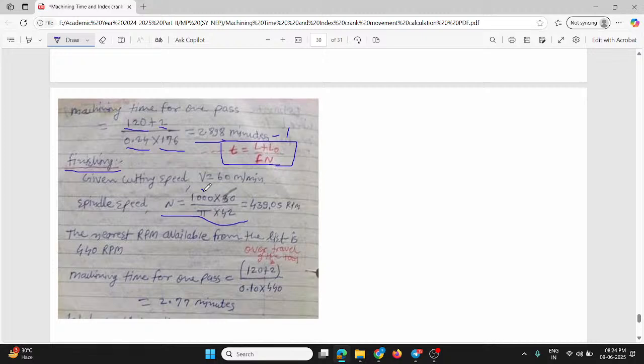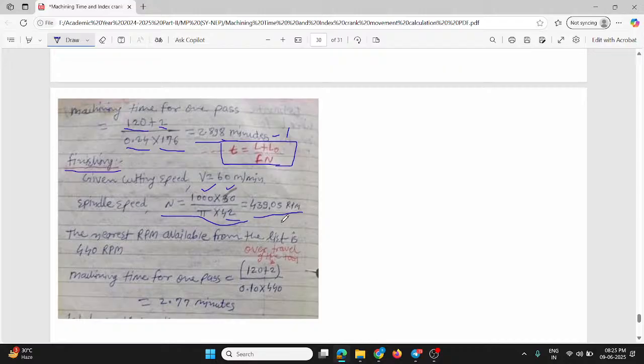Here 1000 multiplied by V, the cutting speed, that is 60, which is mentioned for the finishing cut, divided by pi into D. D is mentioned in the sketch, that is 542 mm. So substitute all these values, and you can get N, that is 439.05 rpm.